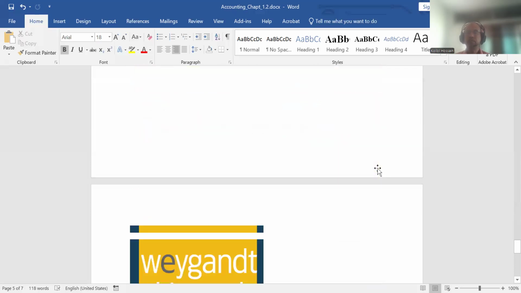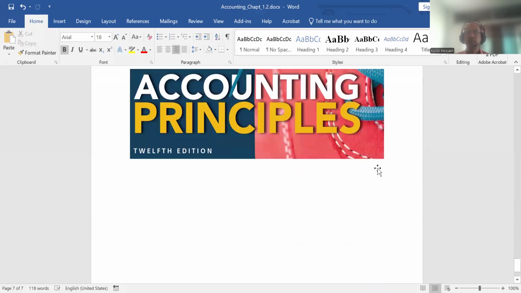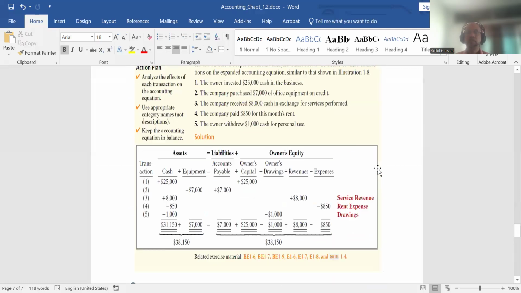This is taken from this book, Weygandt, Kimmel, Accounting Principles, 12th edition. Here is the problem.